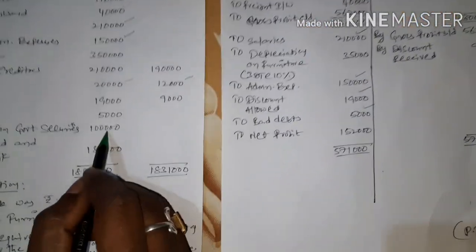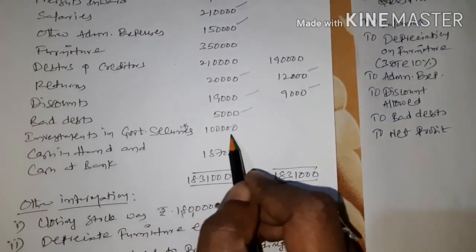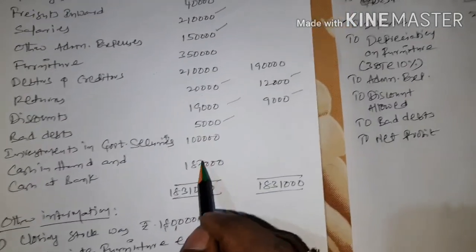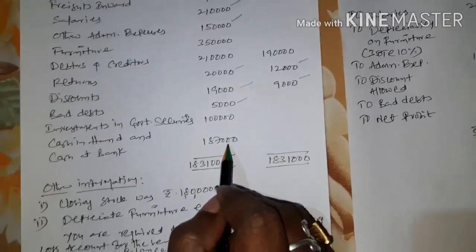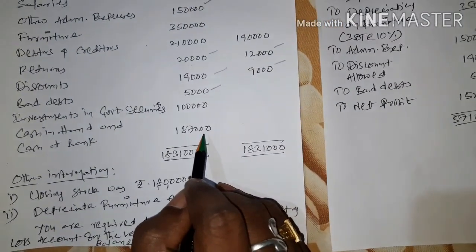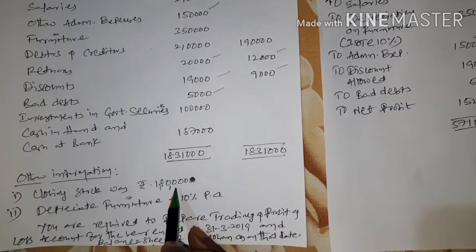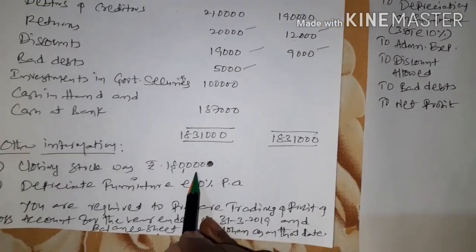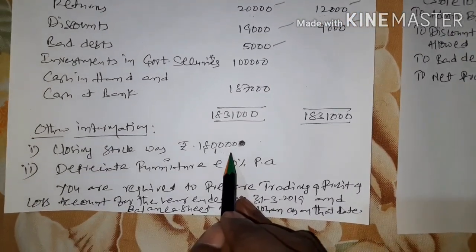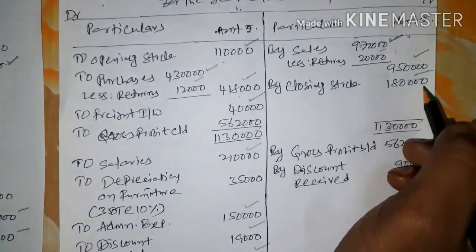Then investment in government securities is an asset and the same will be shown asset side of the balance sheet. Then cash in hand and cash at bank, the same is also an asset and it is shown on the face of the balance sheet asset side. Then closing stock was rupees 1,80,000. Since it is an adjustment, since it is not adjusted already, the same is to be credited to trading account as well as it is to be shown on the face of the balance sheet asset side. Then by closing stock rupees 1,80,000.